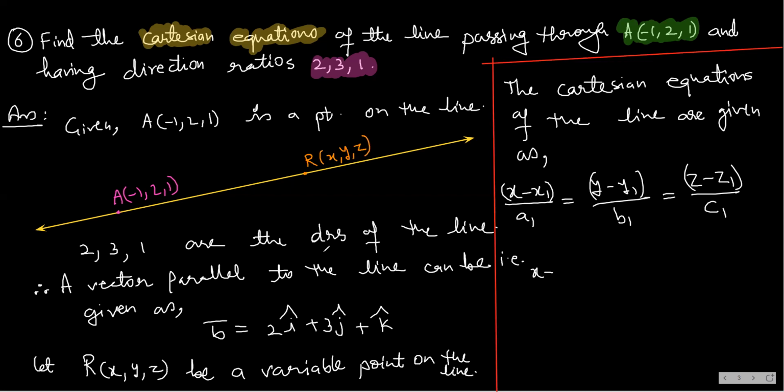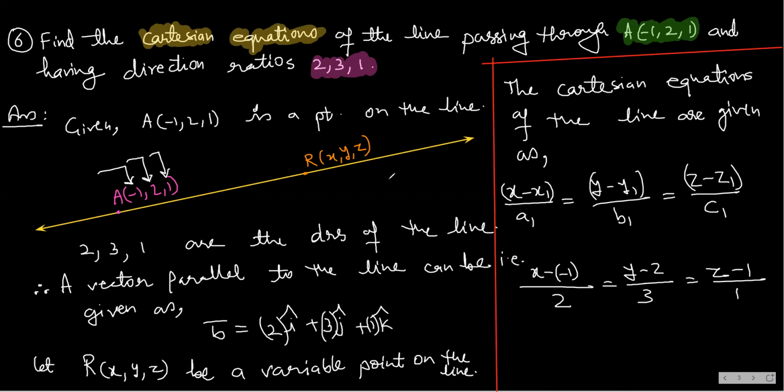So here we have x minus x1, x minus minus 1 upon a1. What is a1? a1 is 2, equals y minus y1, that is 2, y minus 2 upon 3 equals z minus 1 upon 1. You see this z minus 1. This is x1, y1, z1, a1, b1, and c1. You got that? So we are substituting x minus minus 1 upon 2 equals y minus 2 upon 3 equals z minus 1 upon 1.